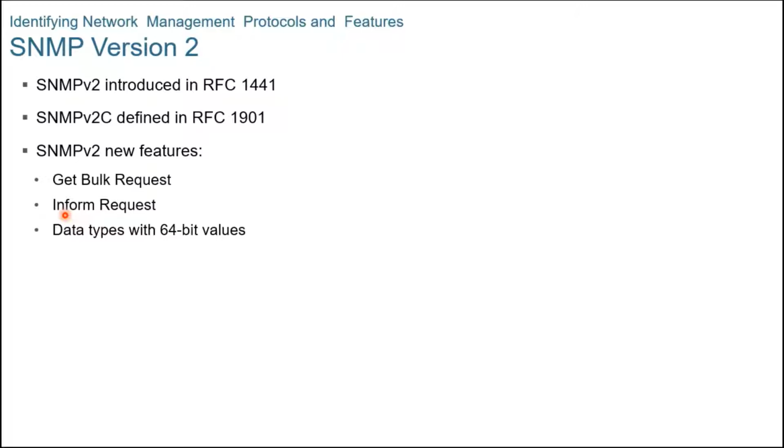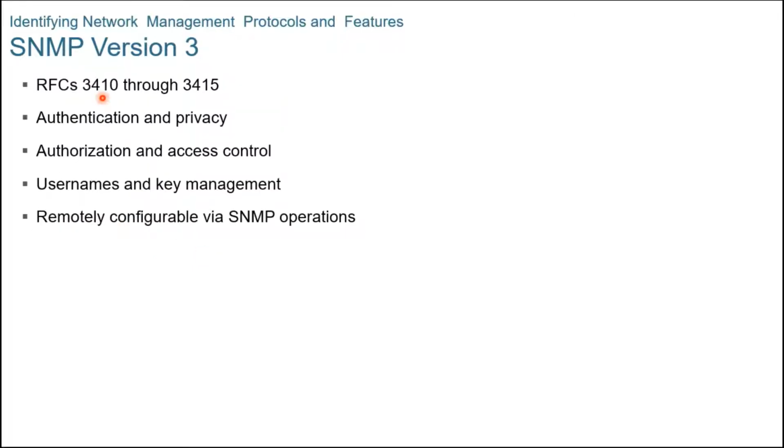Another improvement of SNMP version 2 over SNMP version 1 is the addition of new data types with 64-bit counters, because 32-bit counters were quickly overflowed by fast network interfaces.